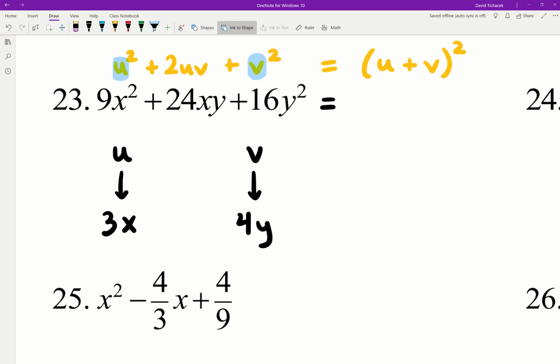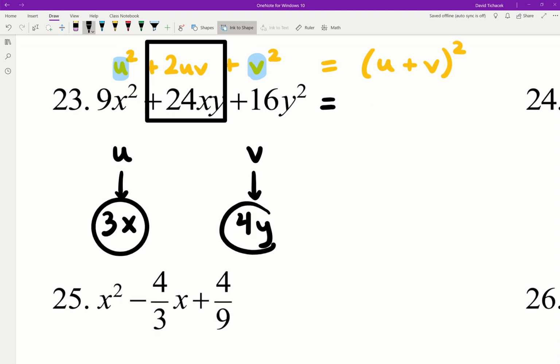And again, the only remaining thing that you would need to check, now that you've pointed out what you suspect would be u and v, is the middle term, right? So with these definitions of u and v, is it the case that 2 times your u times your v gives you 24xy? Well, yes, we do, because 2 times 3 times 4 is going to give us 24, and then the x and the y in those monomials, 3x and 4y, give us the xy at the end of that. So this is a perfect match for the perfect square trinomial formula.